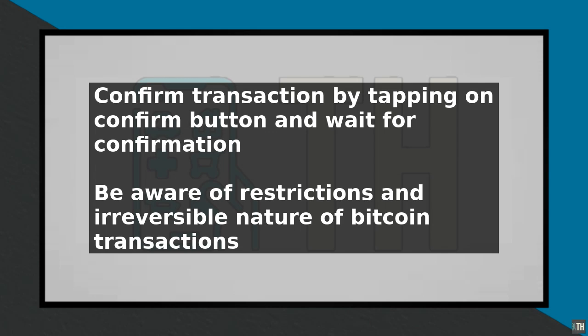In conclusion, sending Bitcoin via Robinhood is a relatively straightforward process that can be completed in a few steps. By following these steps and being mindful of the key concepts and best practices, you can securely and efficiently send Bitcoin to anyone with a Bitcoin address.